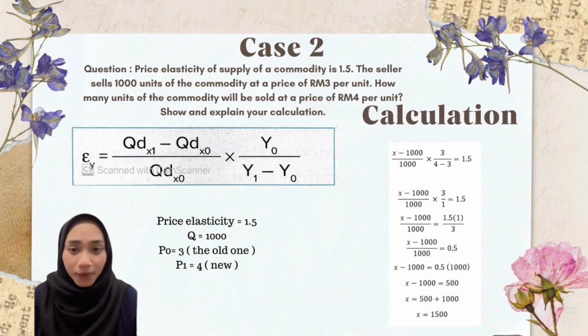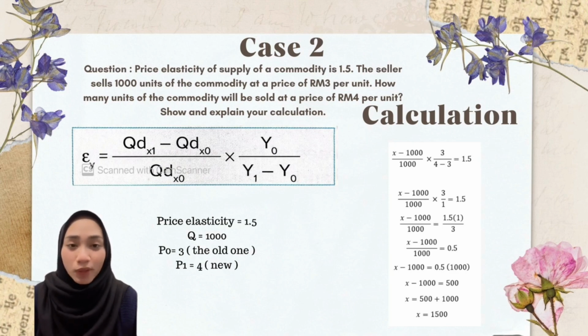As you can see, we use this formula to find the quantity of commodity. In the question, we already know that the price elasticity is 1.5 and the quantity is 1,000. The old price, which is P0, is 3 and the new price, which is P1, is 4. So we substitute all the details into the formula. X minus 1,000 divided by 1,000 times 3 divided by 1 equals 1.5.